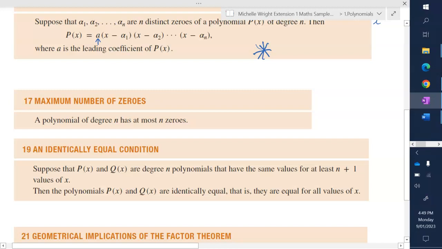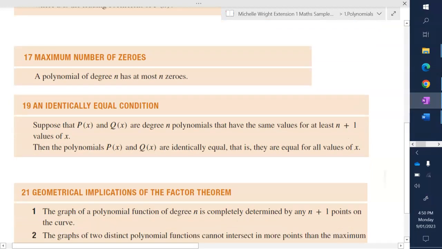19. Suppose that p of x and q of x are degree n polynomials that have the same value for at least n plus 1 values of x. Then the polynomials p of x and q of x are identically equal. That one's fairly self-explanatory, and we'll look at some questions on that one as well.